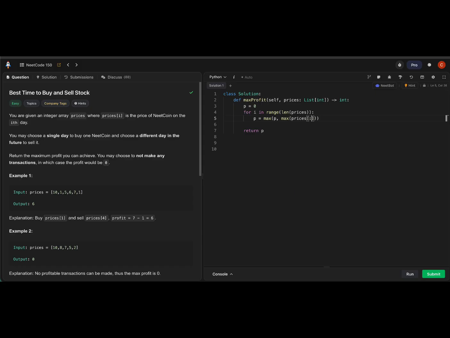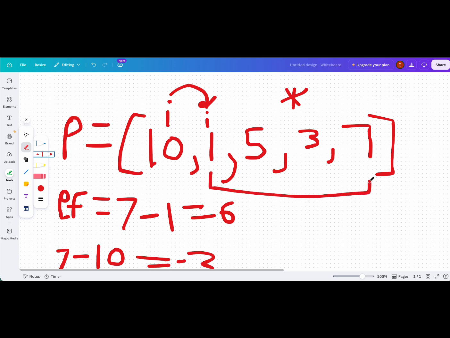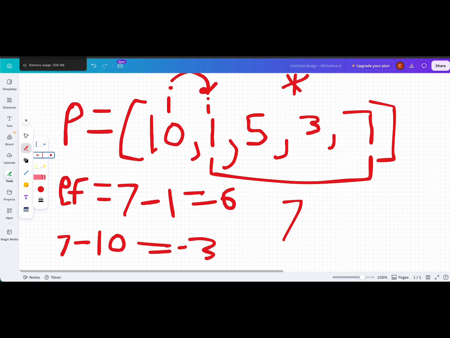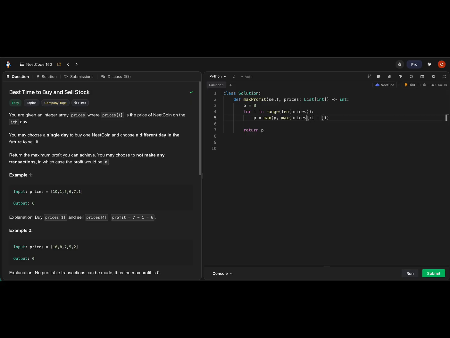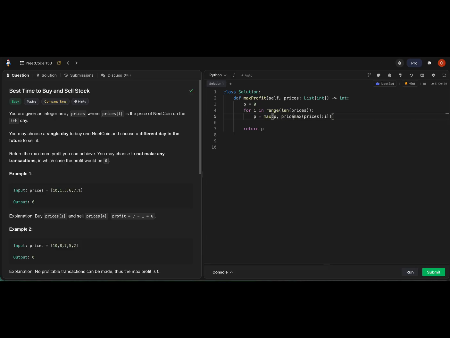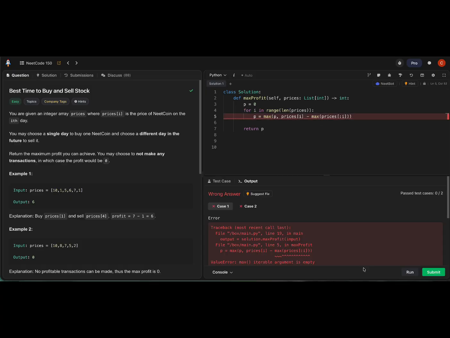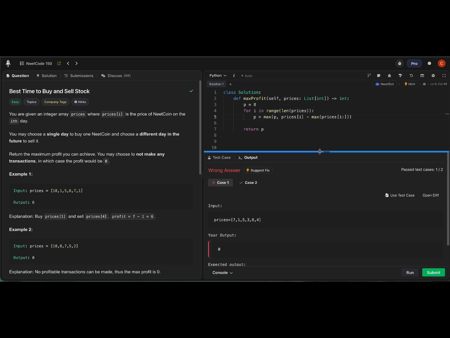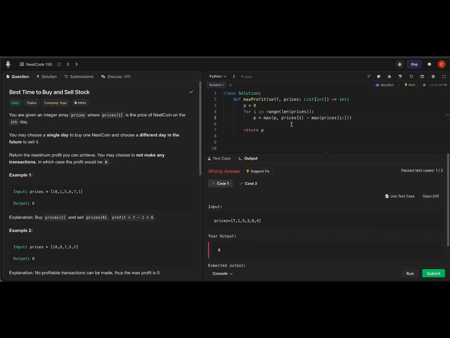Oh, what's the best way to write this? So if we're at i, we need to get this, right? And then we need to get 7 from here. And then wouldn't this just be prices[i] minus 1? Is this a solution? Hold up. Oh yeah, hold on. Think this goes here. Huh. Output is 0. That's switching prices.